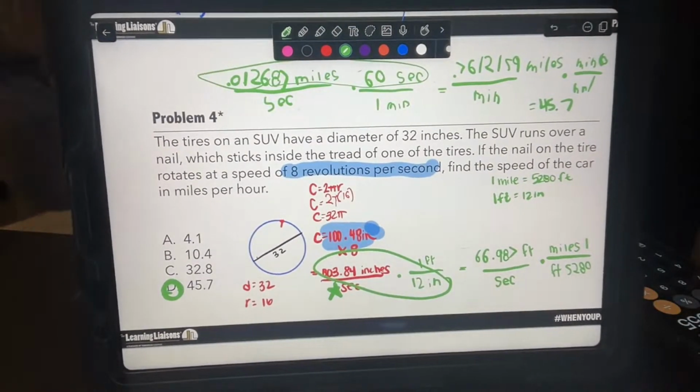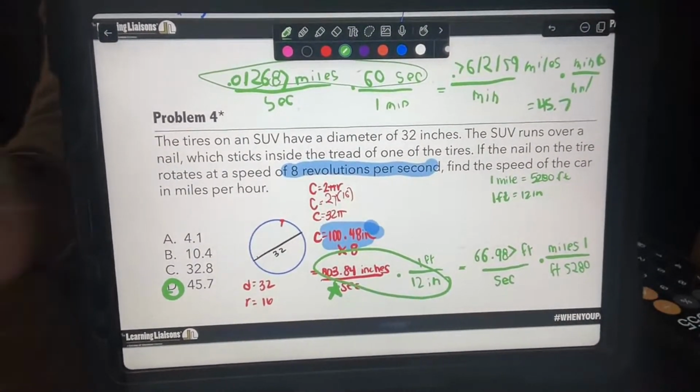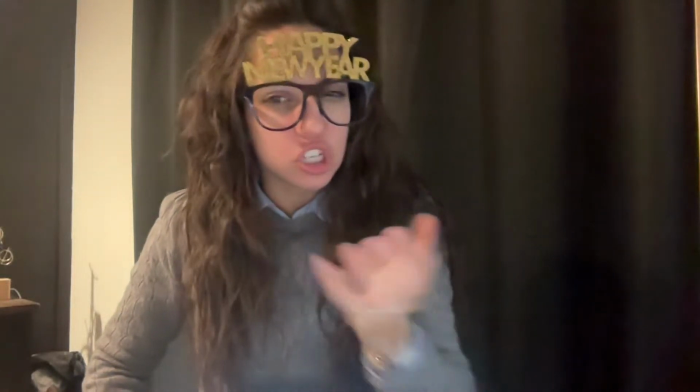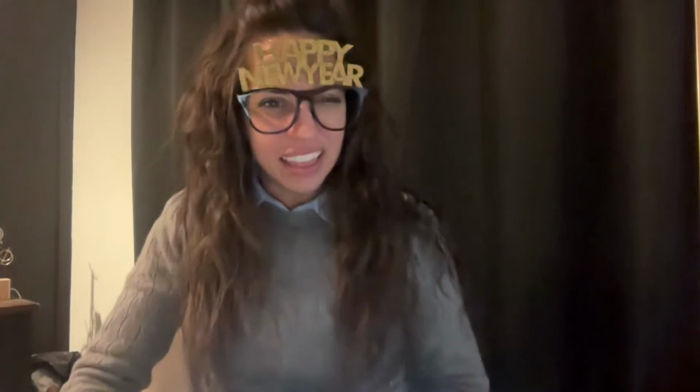Y'all, that is a ton of conversions. Now, you may not have to do those conversions, but you're going to have to do some sort of conversion. So it's important that you know that whole conversion process because you're going to have to do some sort of conversion no matter what test you're doing. Did all of that make sense? That was kind of a crazy long problem that was really hard to do upside down, but we did it.